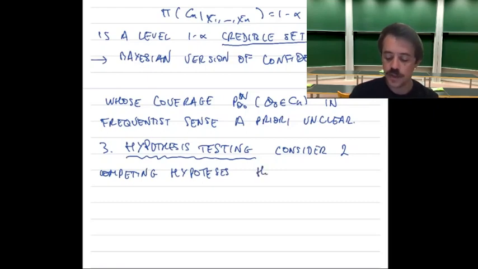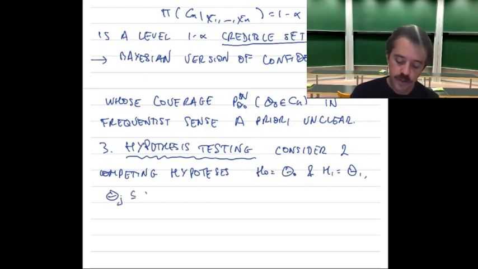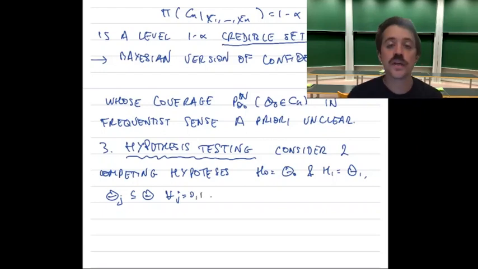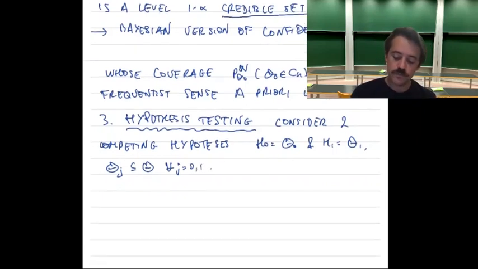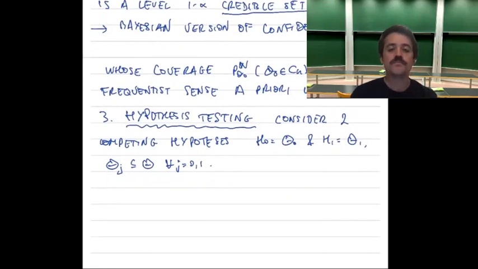And this can be, so H0 being capital theta naught and H1 being capital theta 1, okay? Where of course the capital theta J is going to be a subset of the capital theta for J 0 and 1, okay? So that's just the usual thing. So let's now talk about how we would choose between these hypotheses.